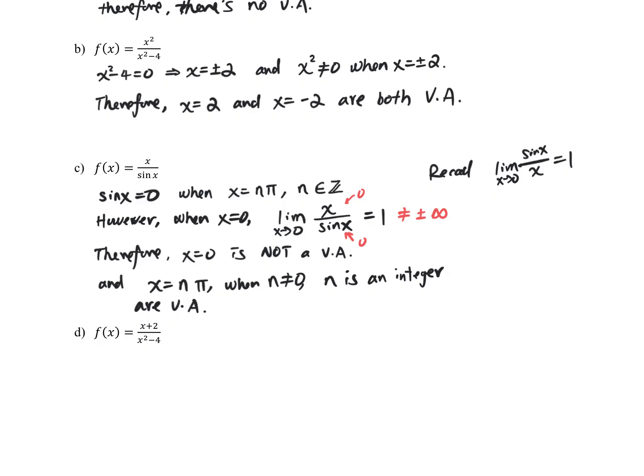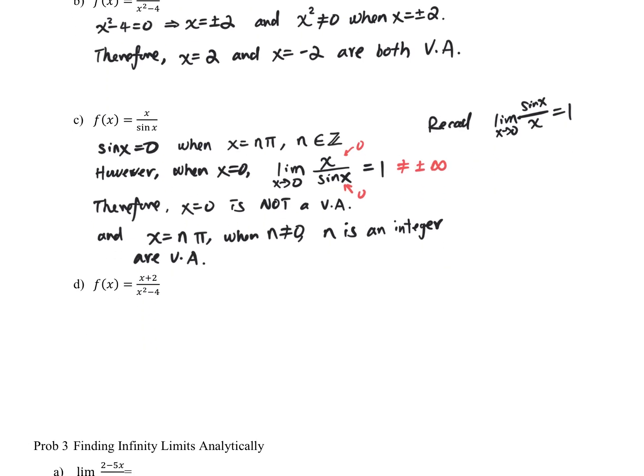Vertical asymptotes. Let's look at the next example. Here, step 1, you want to find the values so that the denominator is equal to 0, right? So in this case, x squared minus 4 equal to 0, x is plus or minus 2. However, you don't want to just say the vertical asymptotes are x equals 2 and x equals negative 2. You have to make sure the numerator is not equal to 0.